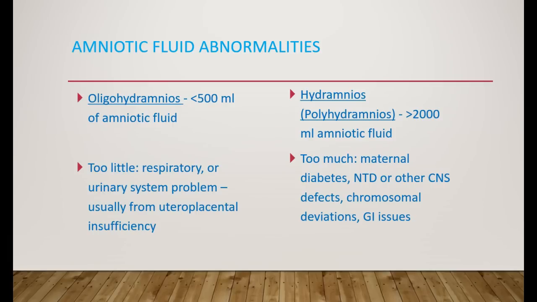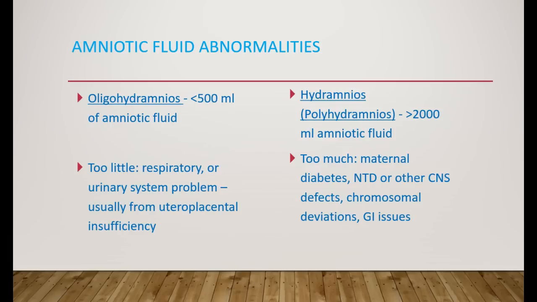Amniotic fluid abnormalities, we can have too little or too much. Oligohydramnios, remember oligo means little, oligohydramnios is less than 500 mLs. Hydramnios on the other side means that we've got too much amniotic fluid, more than the normal. Now you may see in some places, and you may hear people talking about polyhydramnios. That used to be the term we used. They've changed it, and we're supposed to be using the term hydramnios because that more accurately defines what's going on.